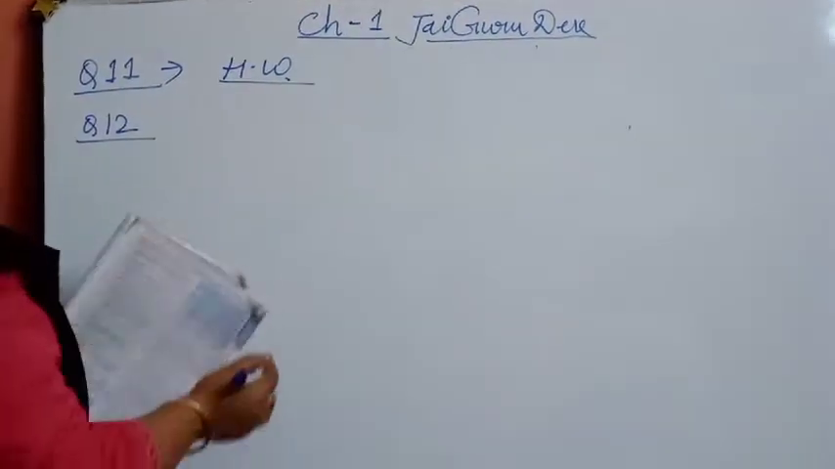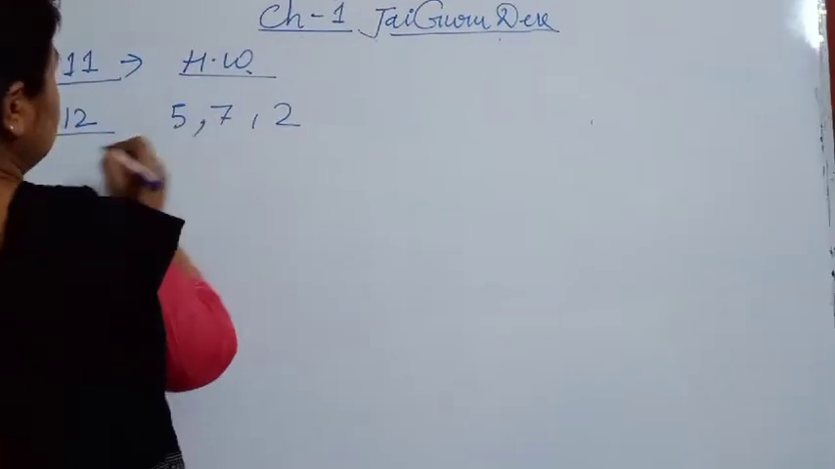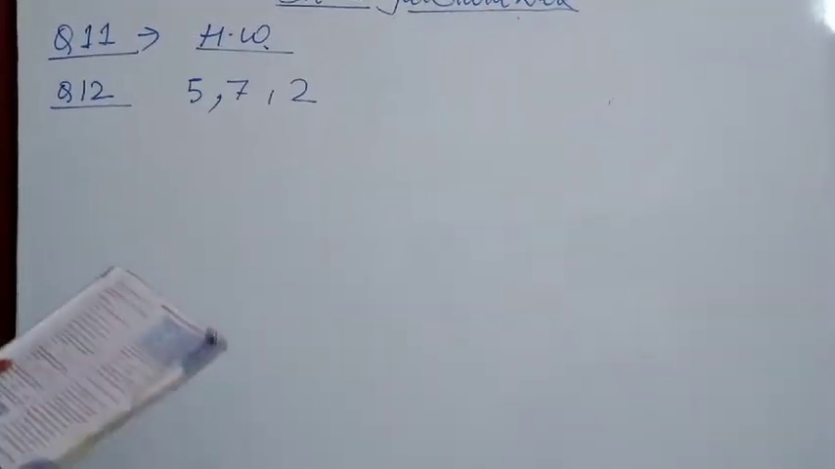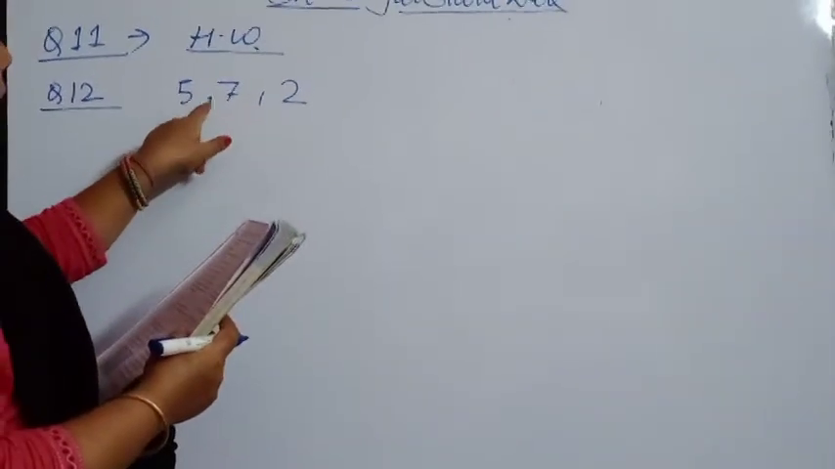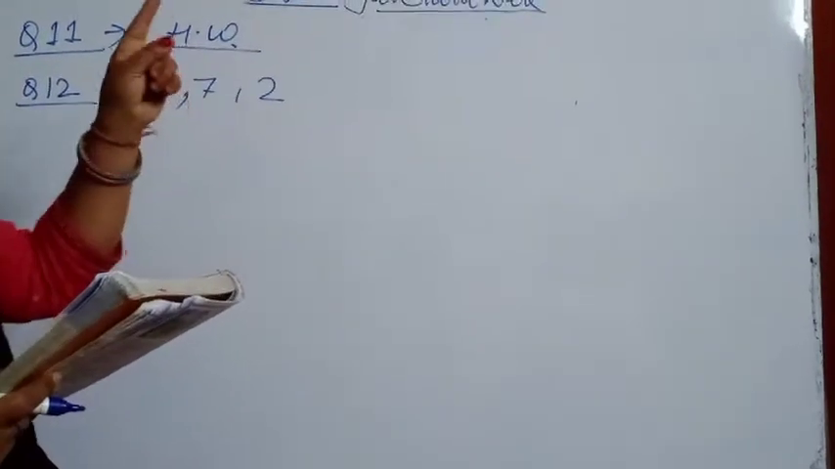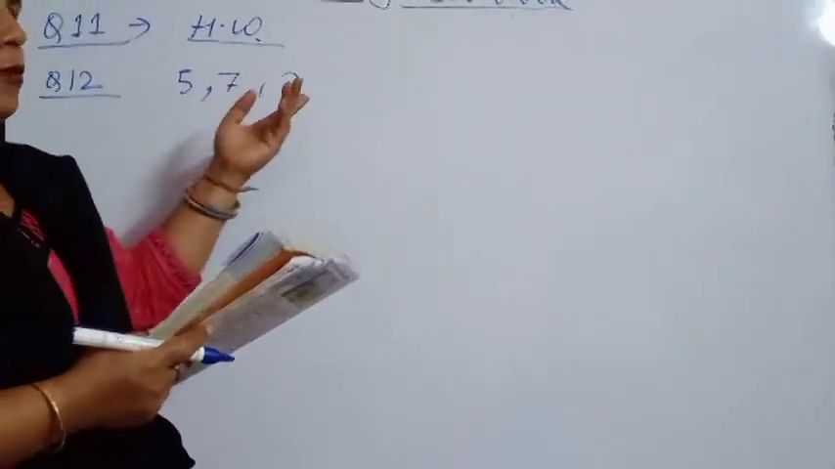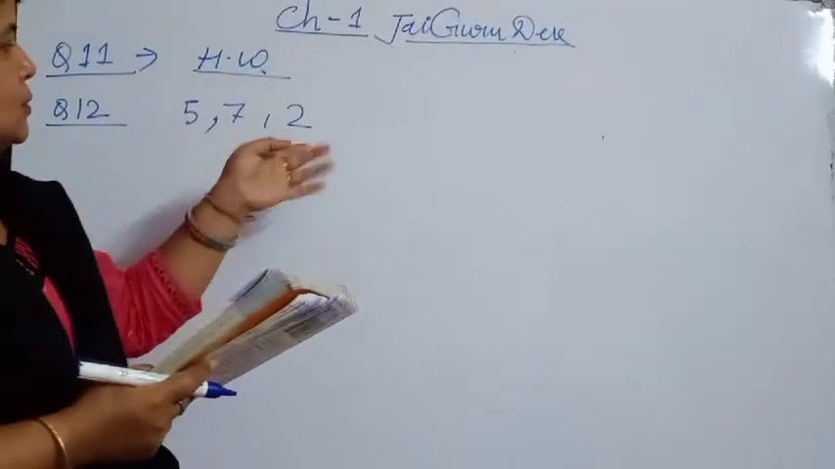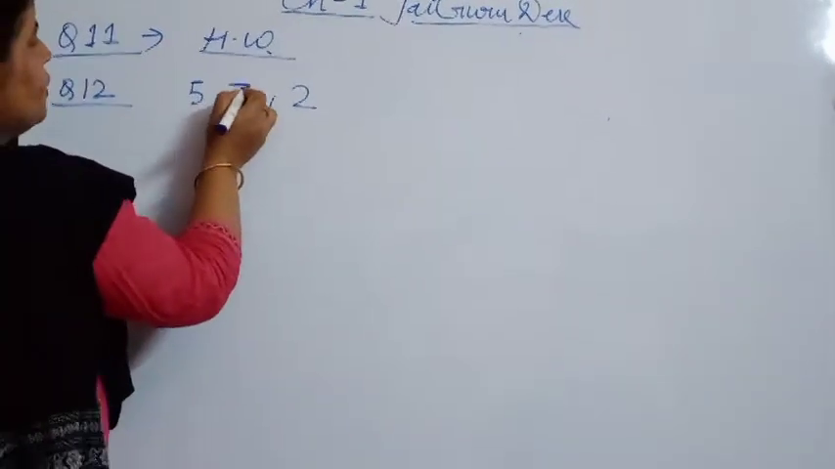Okay, what you have to do? You have 5, 7 and 2, and you have to make all the 3-digit numbers using 5, 7 and 2. In this way you will get one greatest number and one smallest number. It may be 4, 5 or 6 numbers. Suppose 7 numbers, maybe I don't know how many numbers will come, you just find them.